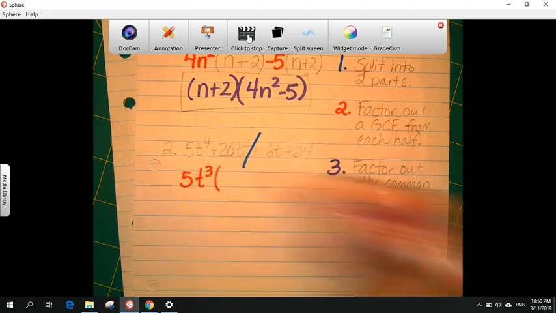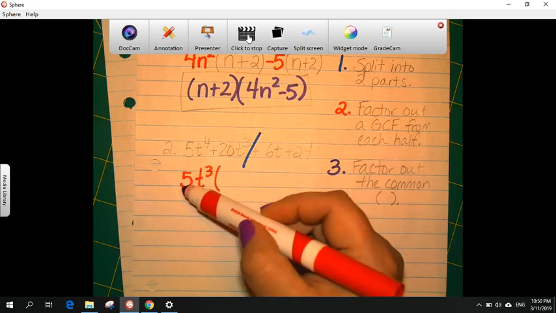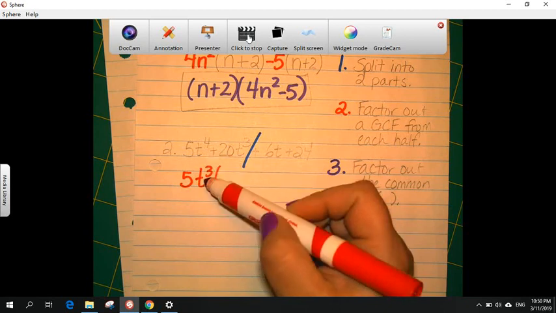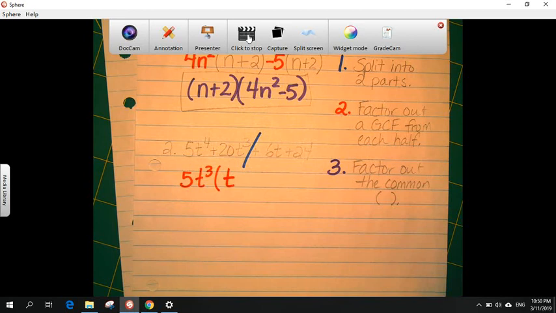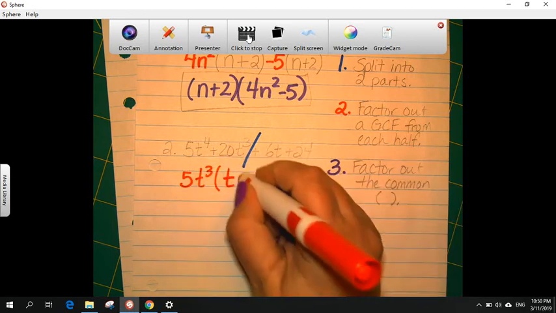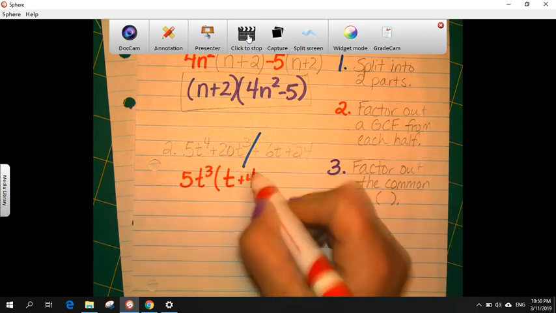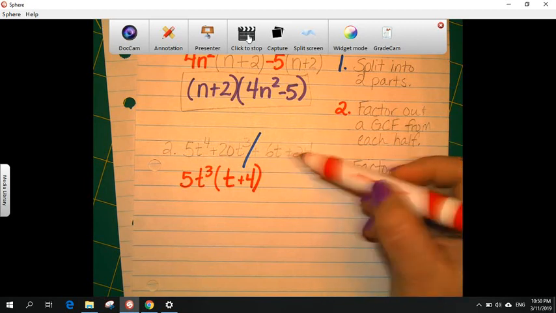Okay, then what's left? So 5 divided by 5 is 1. T to the 4th, we had 4 t's. We took 3 of them out front. We left a single t. Next term, 20 divided by 5 is a positive 4. And all 3 of those t's are now out front. That part's done.